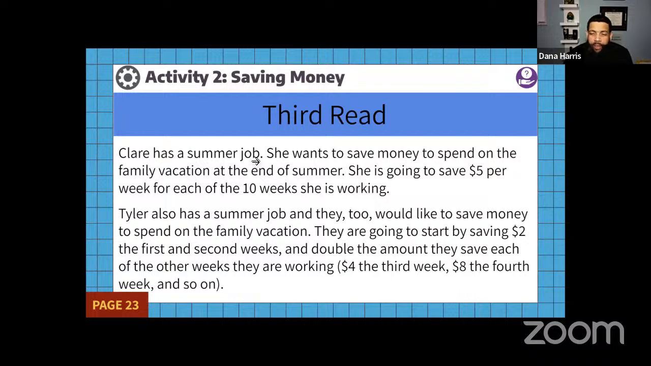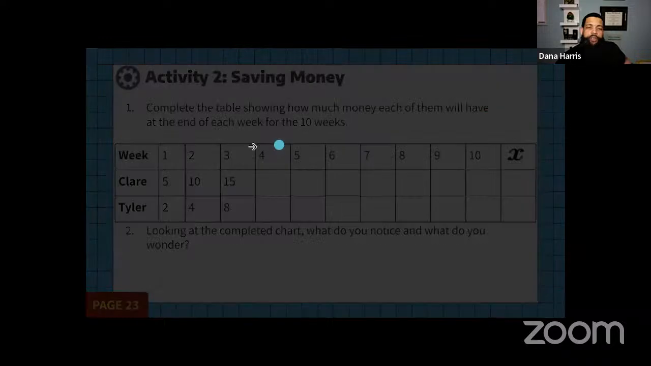And then you have Tyler, who has a summer job, and Tyler is going to start by saving $2 for the first and second weeks, and then they're going to double their money each week for 10 weeks. So the third week they're going to have $4. The fourth week he's going to have $8, and so on and so forth. So let's go to a table to figure out how this is going to look.